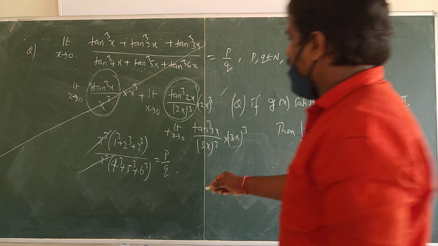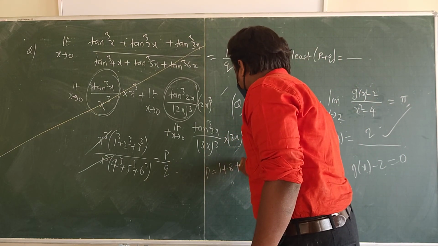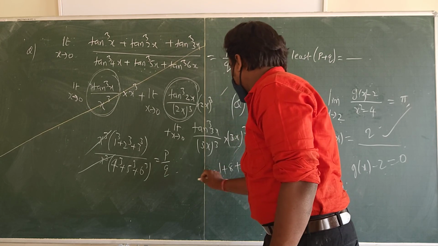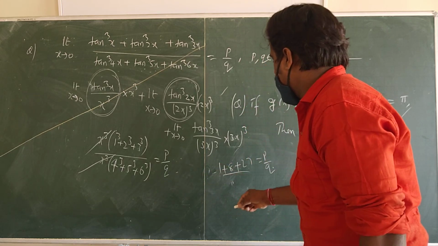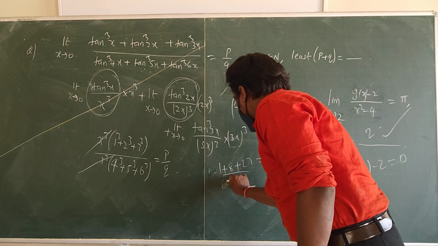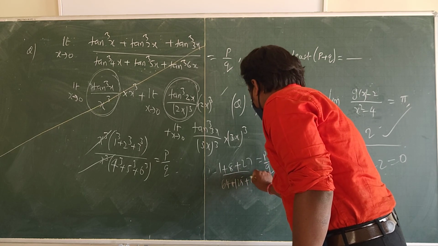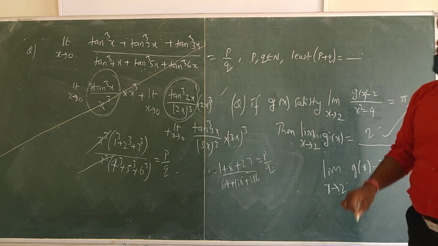So p you get here: 1 cube is 1, 2 cube is 8, 3 cube is 27, and in least value this is what you get as p by q. And q will be here: 4 cube is 64, 5 cube is 125, 6 cube is 216. Add them, then you can see the p plus q value, that is the least value.